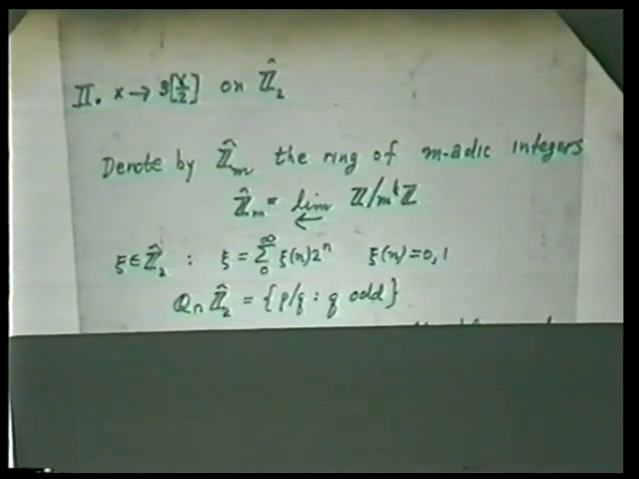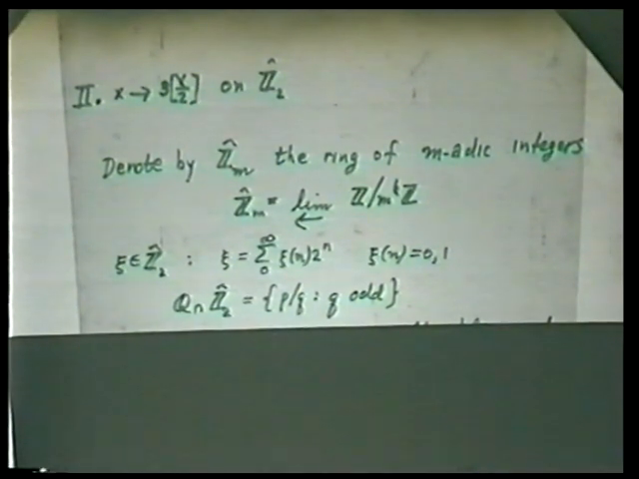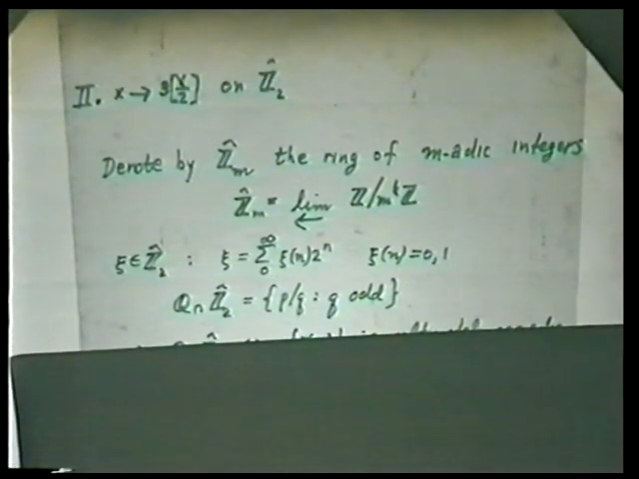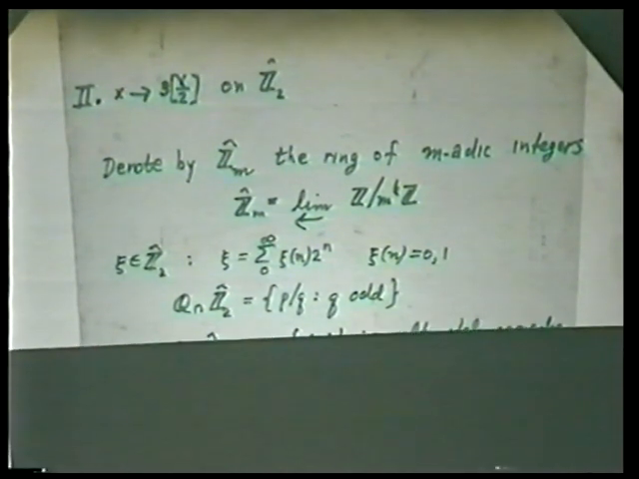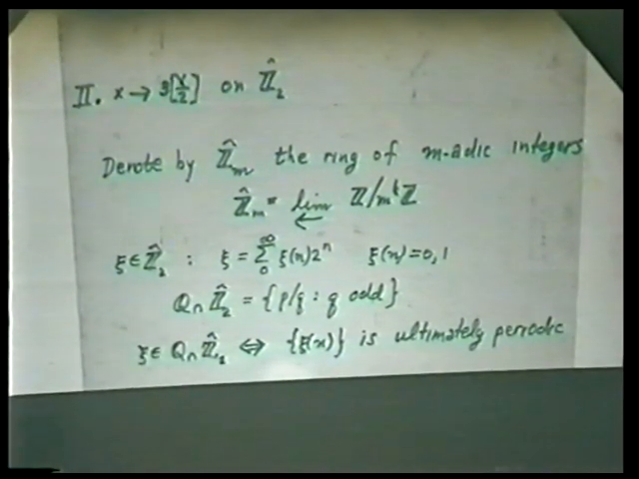The two-adic integers also represent certain rational numbers. Besides the ordinary integers, which are obviously represented here, you also have rational numbers like a third or a fifth or 7/11. In fact, any number with an odd denominator is located in the two-adic integers. This is Q intersect Z2 hat. Now we can characterize the two-adic integers which are rational.